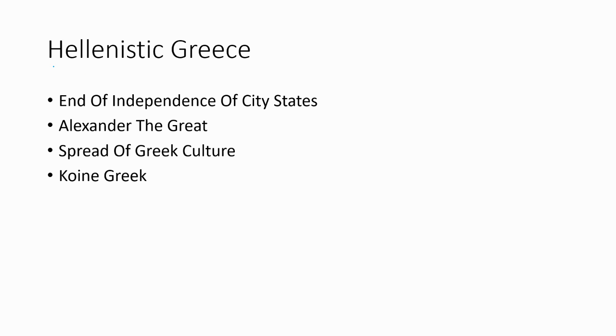The next phase is Hellenistic Greece. It's kind of an interesting name because Hellen is the Greek word for an individual Greek. So it's sort of like Greekish Greece. It's sort of a strange way to say it. But what we see in this period is the end of the absolute independence of the city-states. This idea of the leagues has taken hold, and we see larger confederations of Greek city-states.